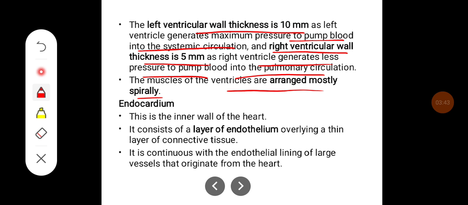See the endocardium, this is the inner wall of the heart. It consists of a layer of endothelium overlying a thin layer of connective tissue. It is continuous with the endothelial lining of large vessels that originate from the heart.